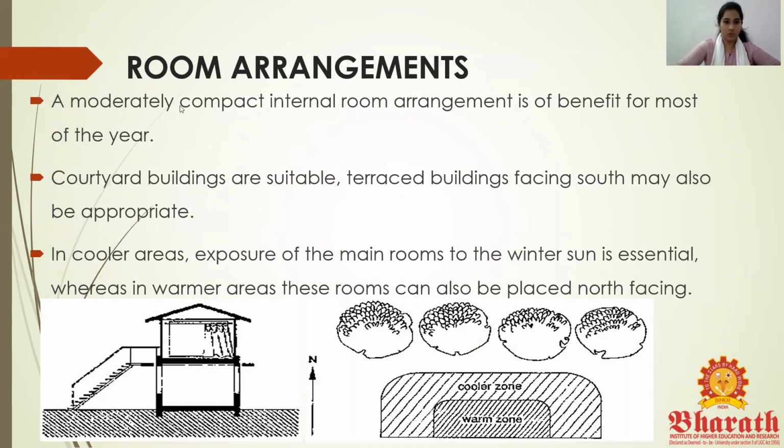Looking at this, we have your room arrangement. A moderately compact internal room arrangement is of benefit for most of the year. Courtyard buildings are suitable. Terrace buildings facing south may also be appropriate. Whereas in cooler areas, exposure of the main rooms to the winter sun is essential, in warmer areas these rooms can also be placed north facing.